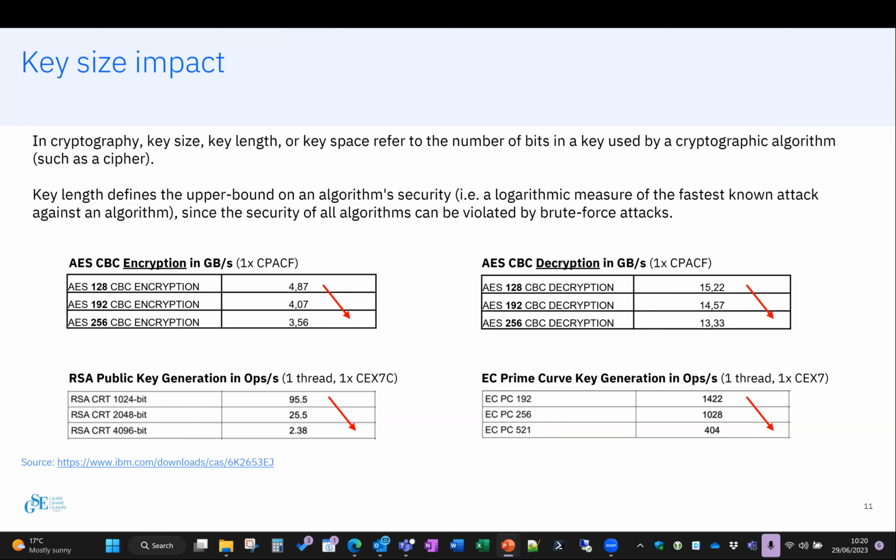The public key is important because the public key is embedded in the digital certificate, and the use of the digital certificate and the properties of the crypto of the digital certificate will also impact your performance. We will see that later.